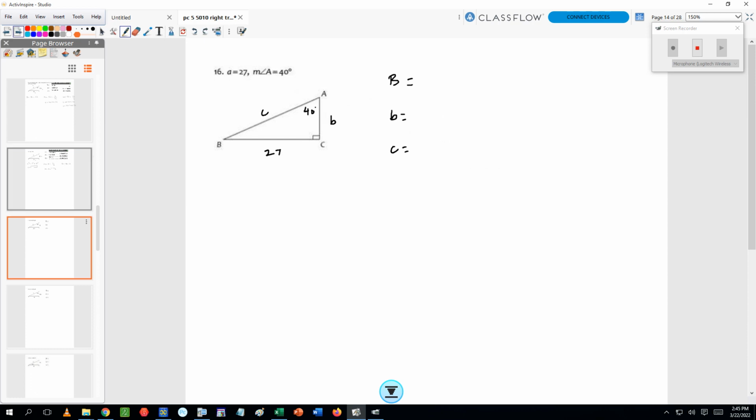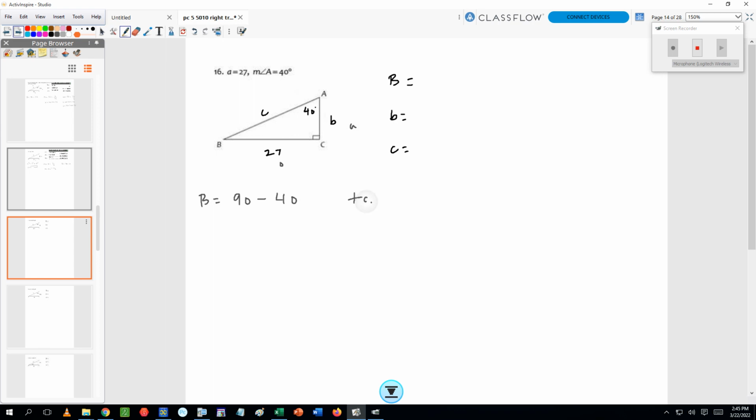Next up, giving you a side and an angle. This side that I've given you is the opposite of that angle. So we're going to find the missing angle, and that would be easy to find. We'll go 90 take away 40, 90 take away the A. Let's see, the 27 I said was the opposite of the angle. The B here is the adjacent to the angle, not the hypotenuse.